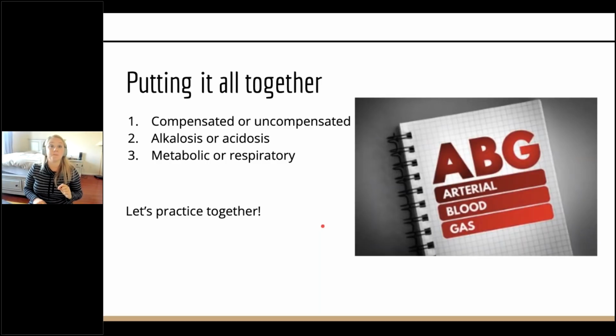Step 1, is it compensated or uncompensated? Step 2, is it alkalotic or acidotic? Look at that pH. And remember that if it's compensated and it's in the normal range, split the difference at 7.4 and pick the side it's closest to. And 3, is it metabolic or respiratory? Match your CO2 or your bicarb to your pH. Find out which one correlates, which one matches, and that's the culprit. If it's bicarb, it's metabolic. If it's CO2, it's respiratory.